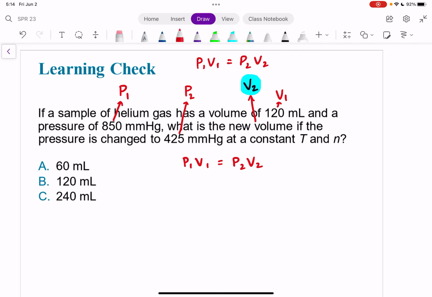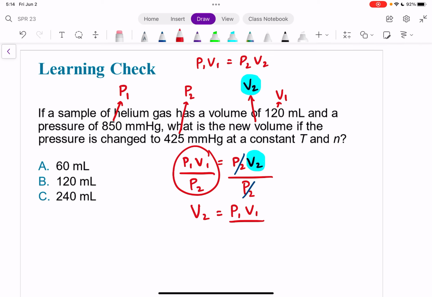So I know I'm solving for V2, that's my unknown. So if I want my unknown to be alone, I have to do the opposite of the current mathematical operation. So right now, these two are being multiplied together. So I've got to divide to get rid of that P2. So I'm going to divide each side by P2. And then that'll cancel out that P2 value. And I'm left with V2 equals everything on this side. So P1 V1 over P2.